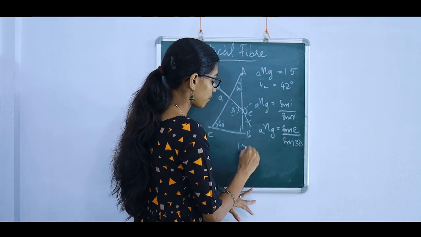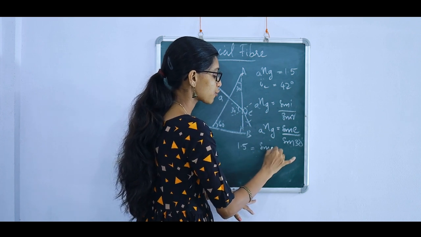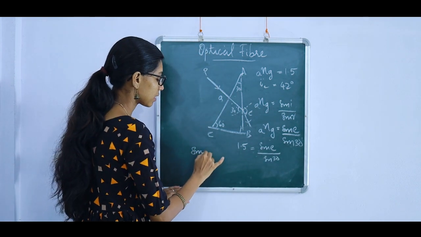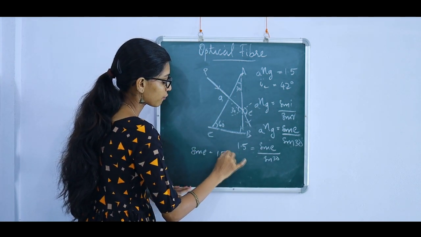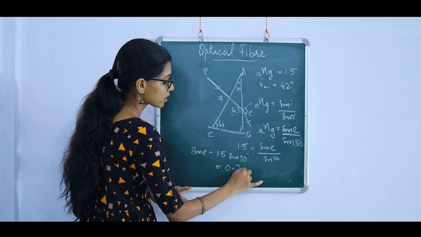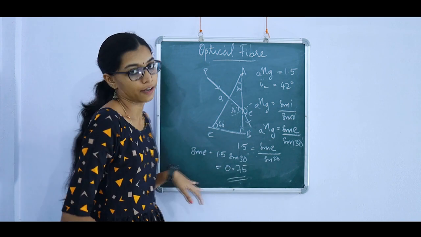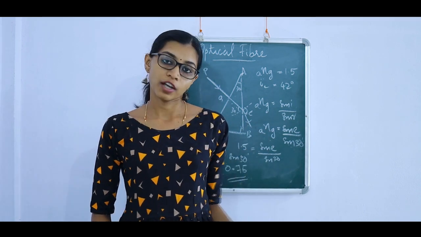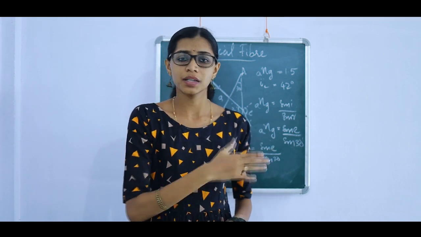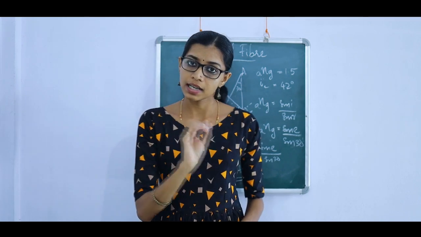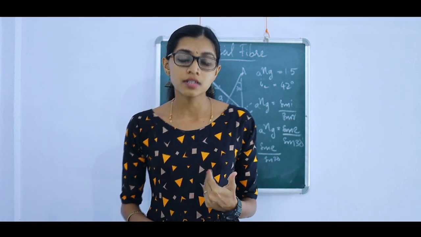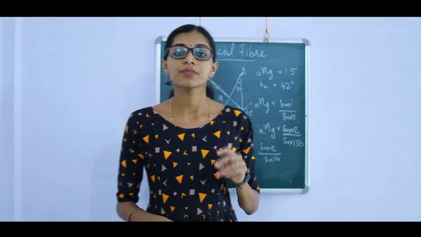This is given 1.5, sin E is what we have to find, and sin 30. So sin E is equal to 1.5 into sin 30. When you solve this, you will get 0.75. So sin E is equal to 0.75, and that is the angle of emergence. You can just take sin inverse, but writing this much is enough. You can write sin E is equal to 0.75. So we have got the angle of emergence, and also we have drawn the path of the ray.